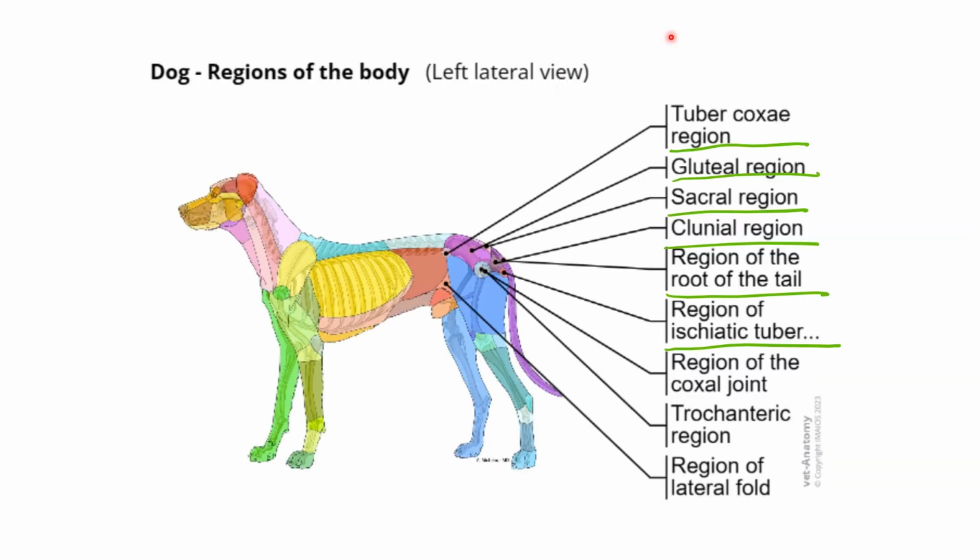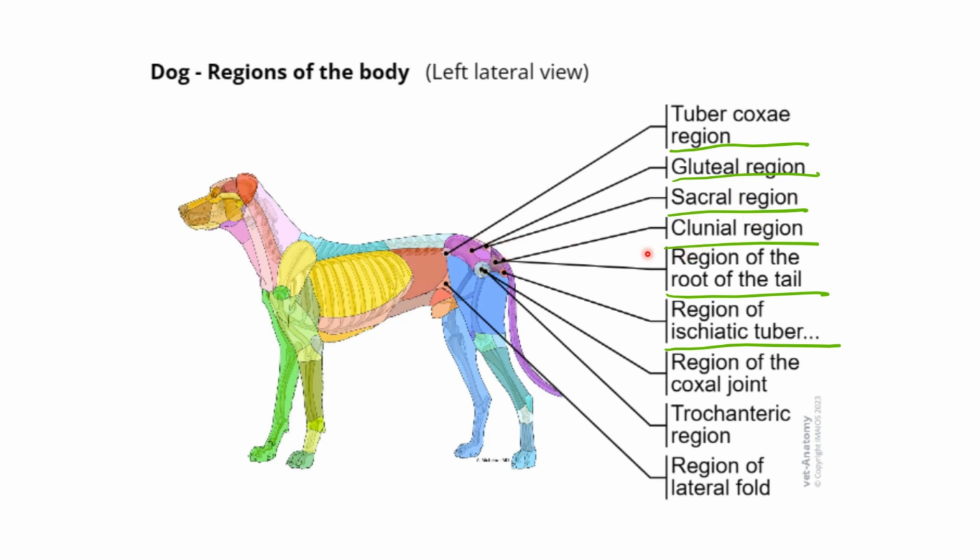Okay, this is the part of the lecture where you can test what you already learned. So these are all the terms that need to be remembered from what I already mentioned. Again, this is the lateral left view, just a little more graphic. So again, we have the tuber coxae region right here. Then we have the gluteal region right here. Then we have the sacral region directly above it.